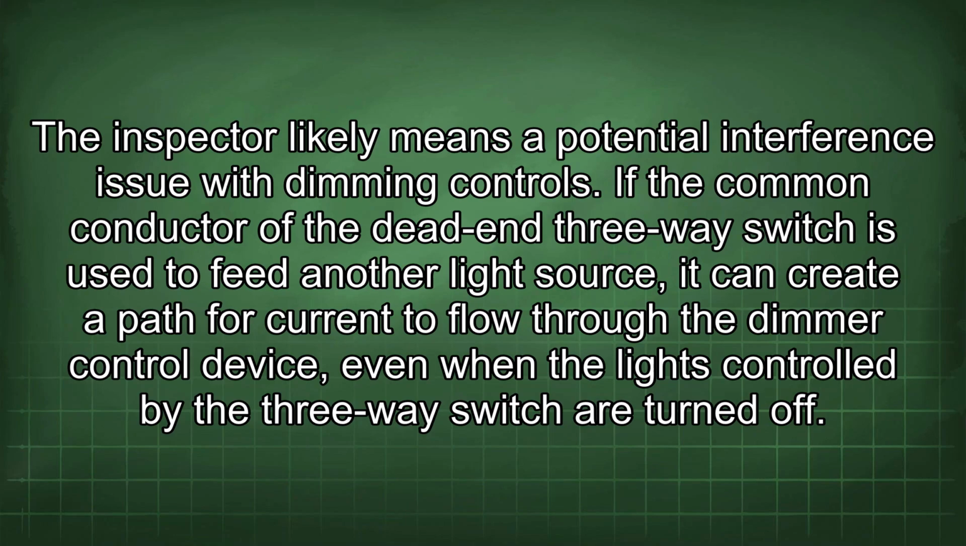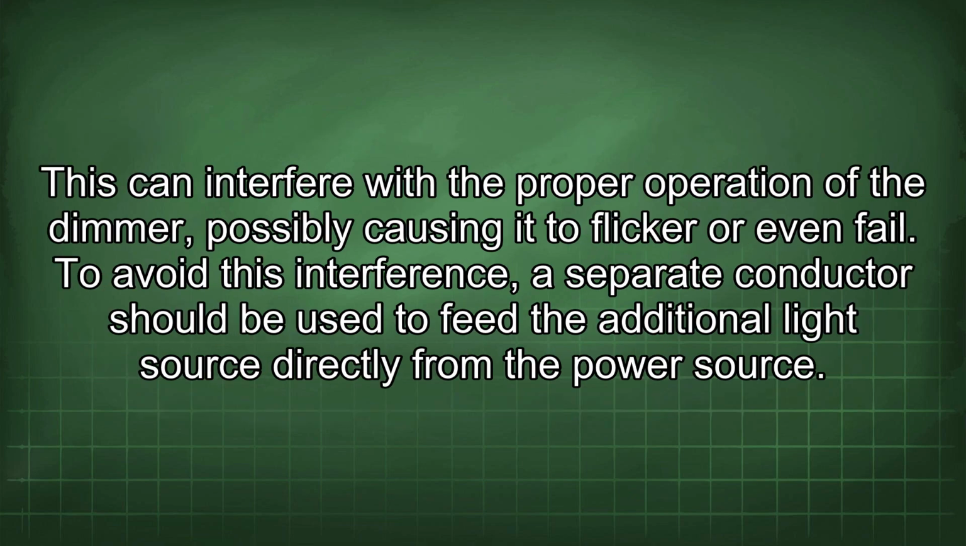The inspector likely means a potential interference issue with dimming controls. If the common conductor of the dead-end three-way switch is used to feed another light source, it can create a path for current to flow through the dimmer control device, even when the lights controlled by the three-way switch are turned off. This can interfere with the proper operation of the dimmer, possibly causing it to flicker or even fail.